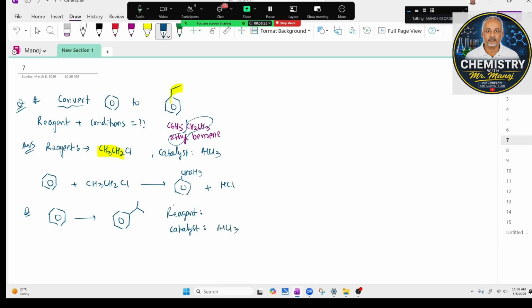And if they ask you the name of the reaction, remember anything that goes on the benzene ring is called electrophilic substitution. Could you suggest what could be the reagent? You could try to write the name of the reagent or the formula if you can. The trick is I need this. This is my R group.